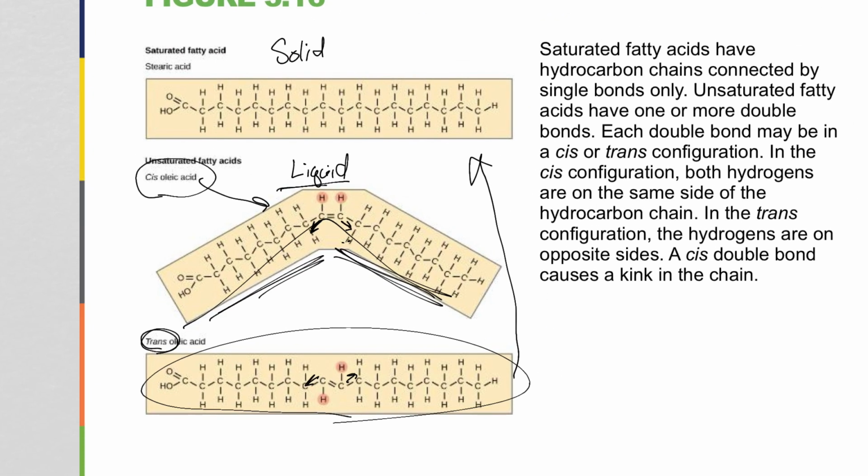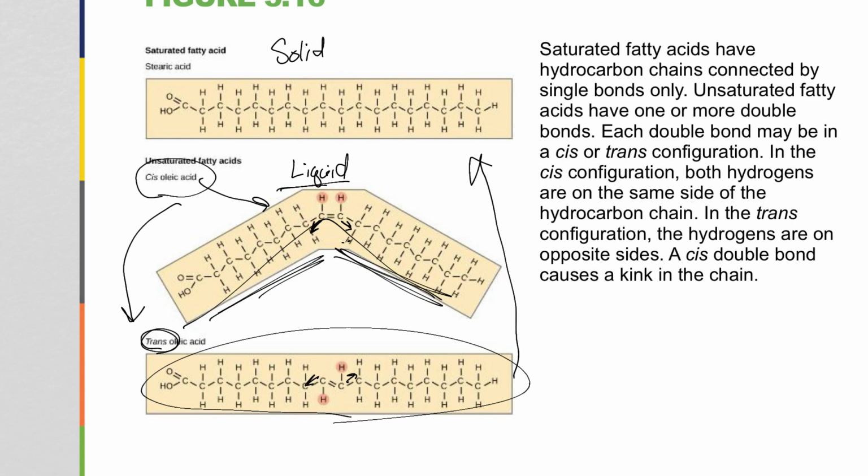Trans fats behave kind of like the saturated fats. That's why food manufacturers for a long time artificially converted cis fats into trans because they wanted to give their food a more solid feel and not have it be all runny and liquidy.